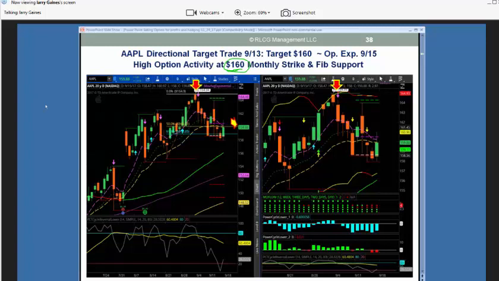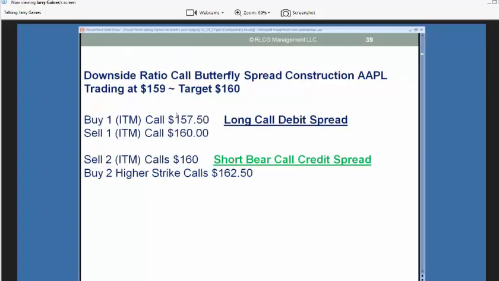To do this, we used what we call a put ratio, or actually this was a call ratio butterfly. When we break this down, you'll see that you basically have two different trades set up, and then you put them together, and this creates the ratio butterfly. So Apple was trading at 159. We had the target just to 160, $1 up in 2 days to expiration. Part of this trade was buying the 157.5 and selling the 160. That's a call debit spread.